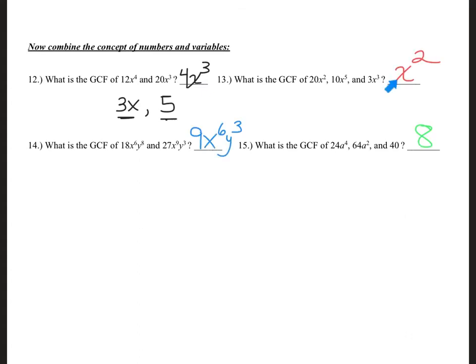All right, for number 13, you only could have x squared, right? They all have at least 2 x's in common. There's nothing that goes into 20, 10, and 3, so it's just x squared.